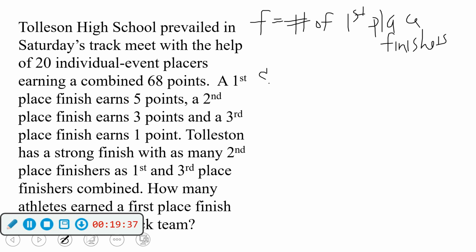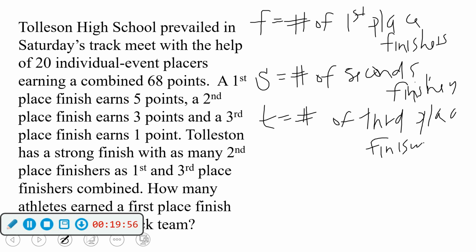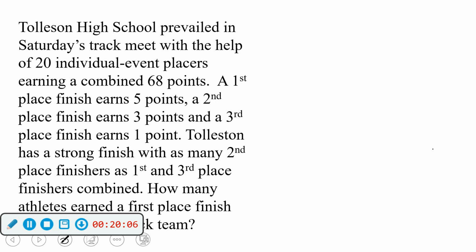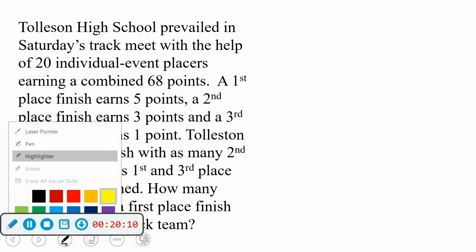And okay, their second place. S equals the number of second place finishers from Tolleson. And T equals the number of third place finishers from Tolleson. Now we're going to go ahead and come up with those equations. So I have F, S, and T as defined variables. Okay, so let's dive into this together and let's see what this looks like.